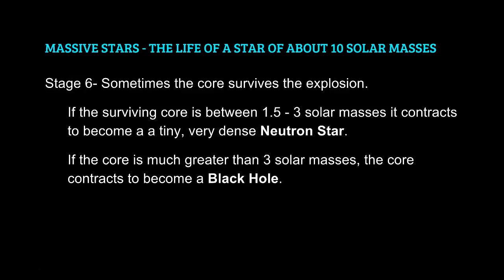After the supernova occurs, one of three things will happen. Either the star will be dissipated, scattered thither and yon. If it's between 1.5 to 3 solar masses, it will become a neutron star. And if it's above 3 solar masses, it's probably going to become a black hole. And that is a brief overview of stellar evolution.